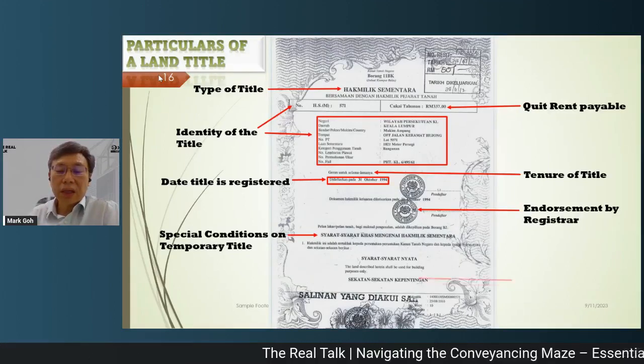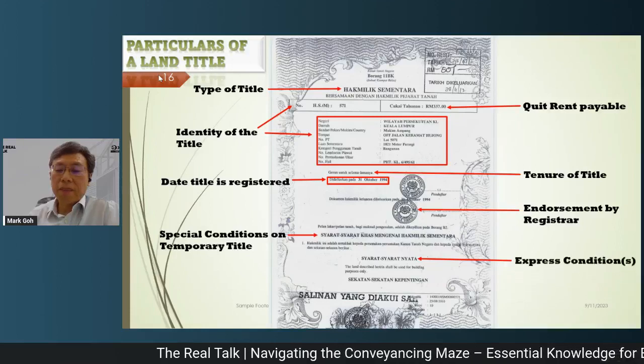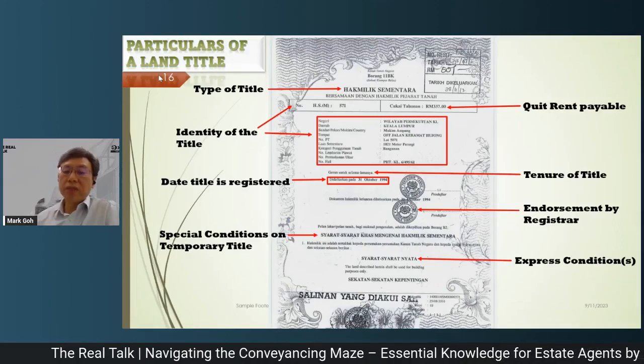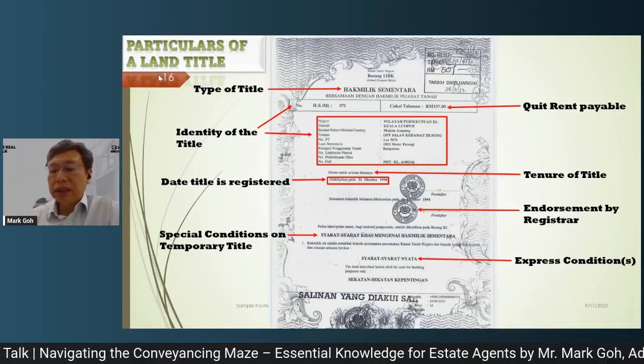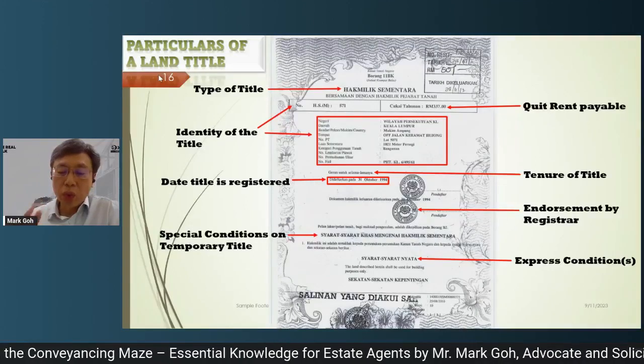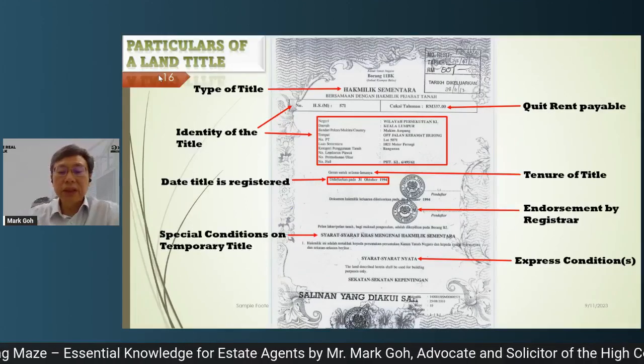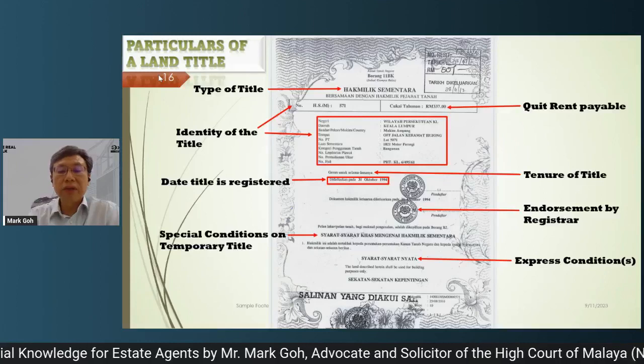Okay. Express condition means this is what you can do on the land. You see, it says this land described herein shall be for building only.